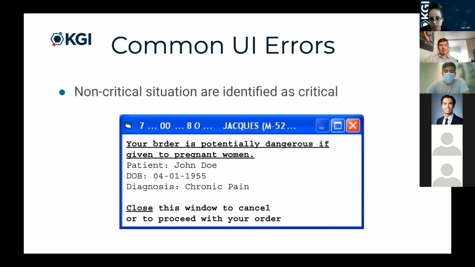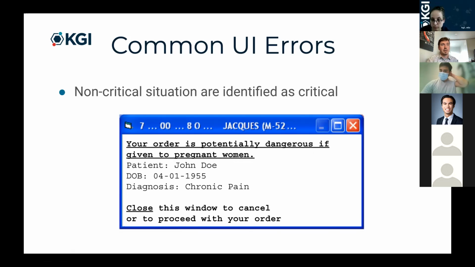Also might be a scenario where a non-critical situation is identified as critical. So here we have a patient, John Doe, that we are trying to make a prescription order for, and it says your order is potentially dangerous if given to pregnant women. So some of these are real examples, right?